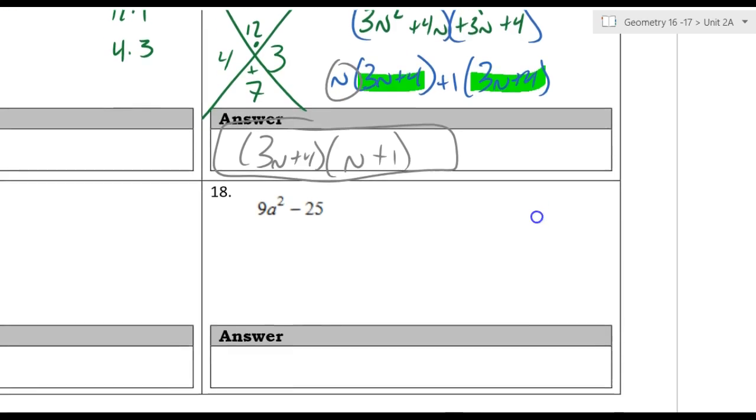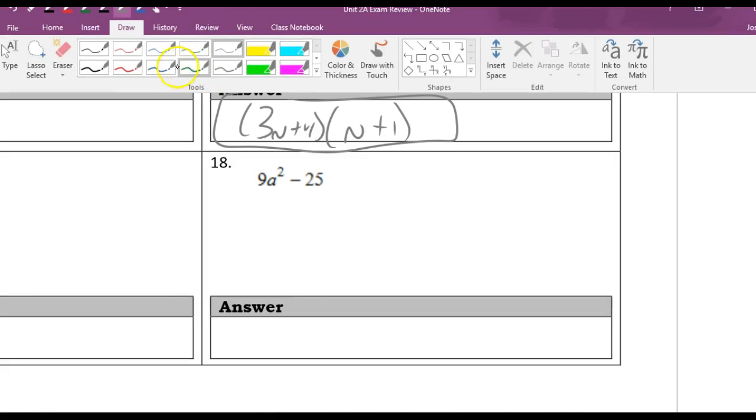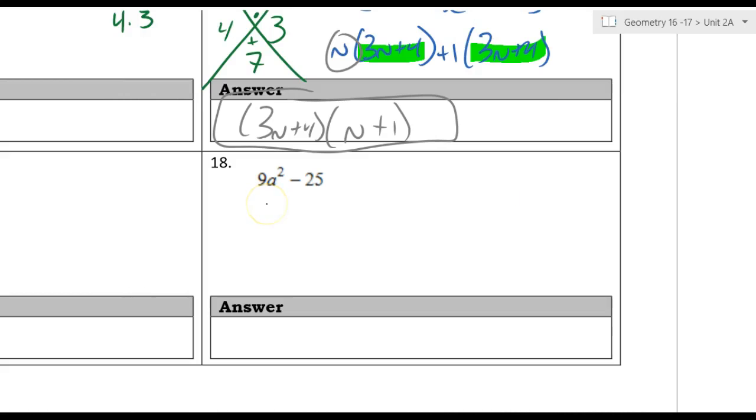Now number 18 is the last problem I'm going to do. And 18 is different than everything else because the first thing you start with, just like we talked about before, is greatest common factor. Well, 9 and 25, they don't share a greatest common factor. So then I ask, how many terms do I have? There are 2 terms. If I have 2 terms, is it a squared minus b squared? So is there a subtraction?